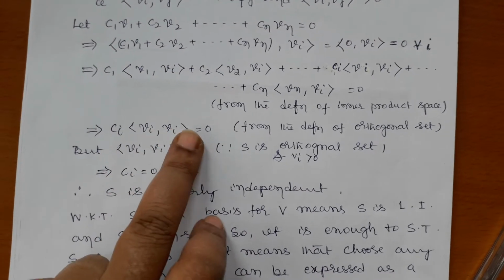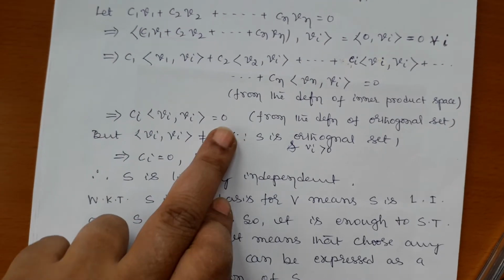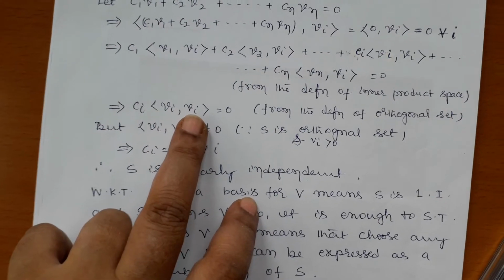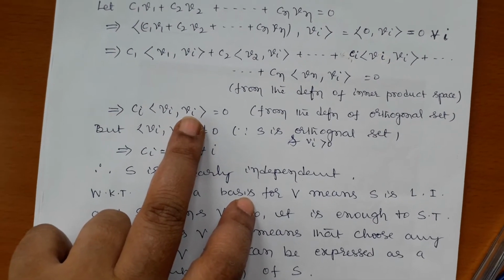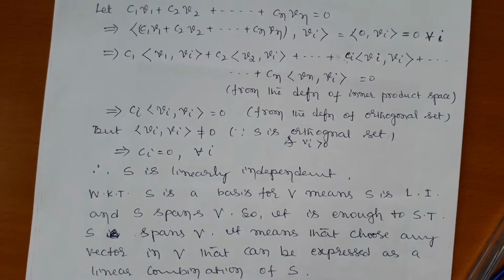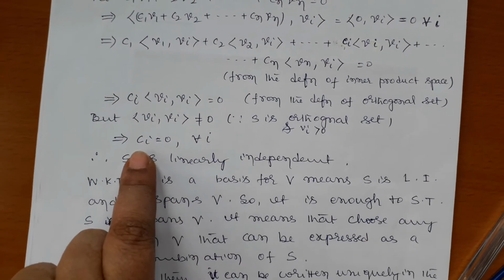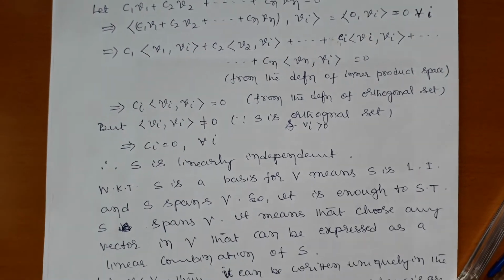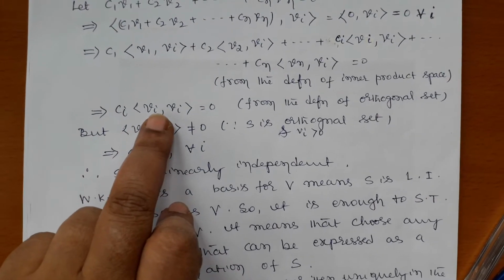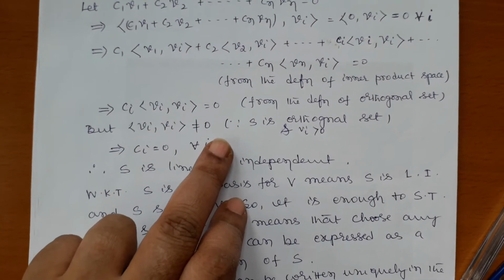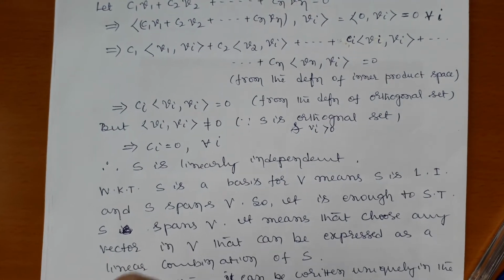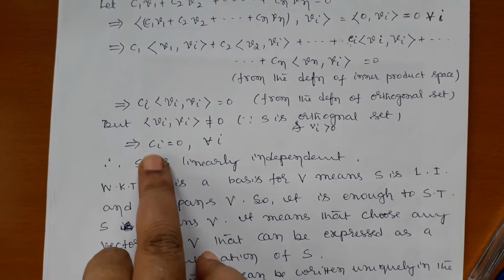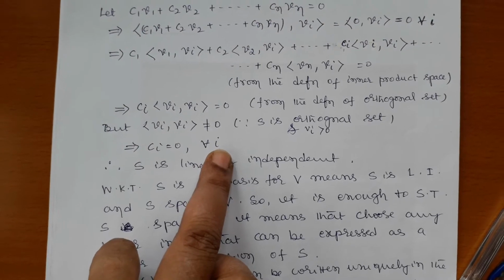See, the product of two values is 0 means at least one must be 0, only then it equals 0. Now, from the given, vi is not equal to 0 because the norm of vi is greater than 0. It is a non-zero vector. That implies that ci must be equal to 0, because the product of two values is 0 means at least one value is 0. The inner product of vi comma vi is not equal to 0 because they gave us non-zero vectors. Therefore, ci is equal to 0 for every i.